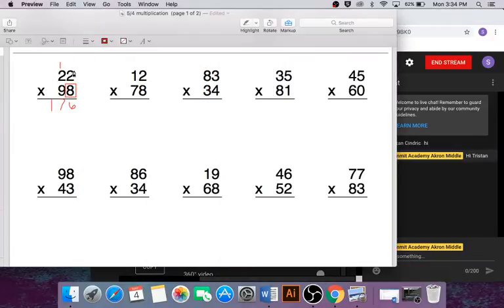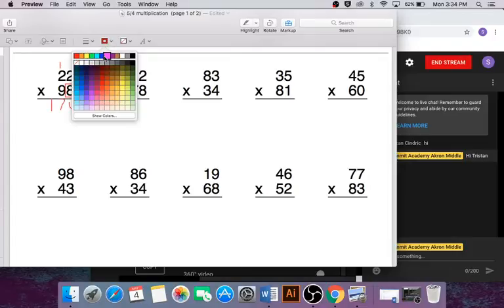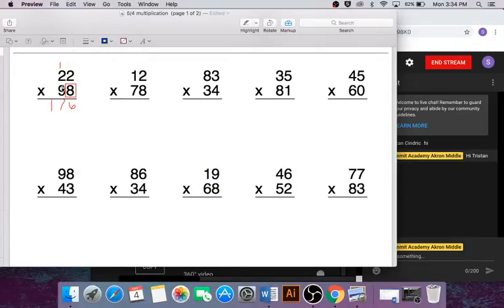Okay, then we're going to move over a place value. So now we're at the 9. So because our second number has to be lined up under the 9, we're going to put a 0 to hold our place value. Okay, then we start with 9 times 2. 9 times 2 is 18. So we put down our 8. We carry the 1.